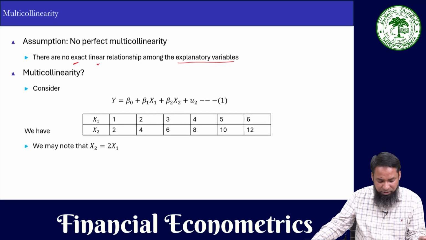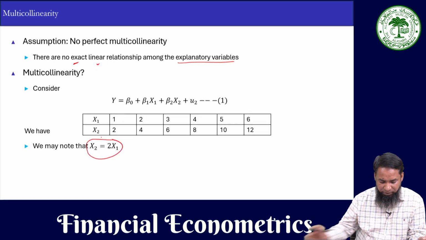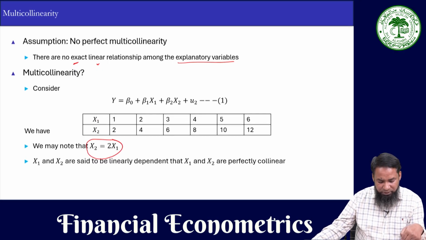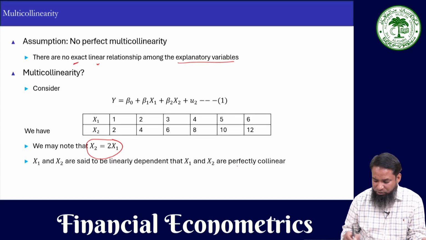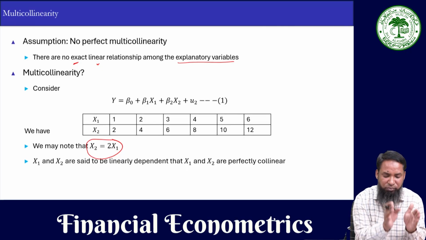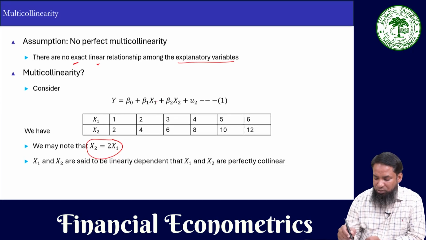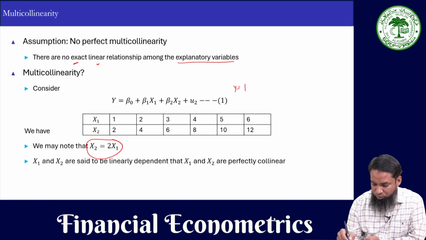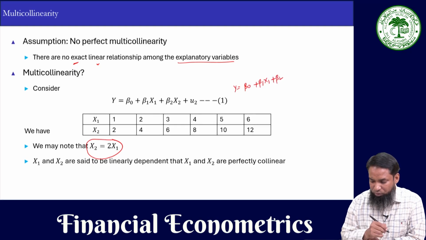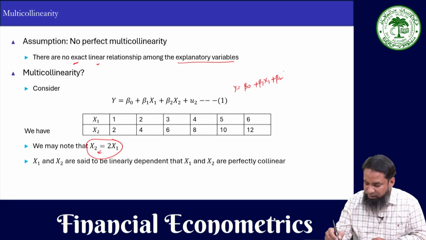What we have here is that x2 is nothing but twice x1. So x1 and x2 are said to be linearly dependent because x1 and x2 are perfectly collinear. If that is the case, there is the presence of the problem of multicollinearity. Then what does it basically mean here? Let us take this equation. We can write y equals beta 0 plus beta 1 x1 plus beta 2 x2. Now you can see here x2 is nothing but twice x1, so let us write twice x1 plus u.